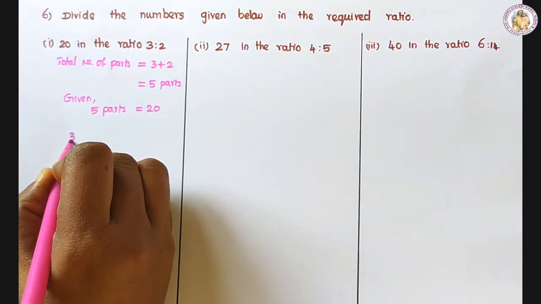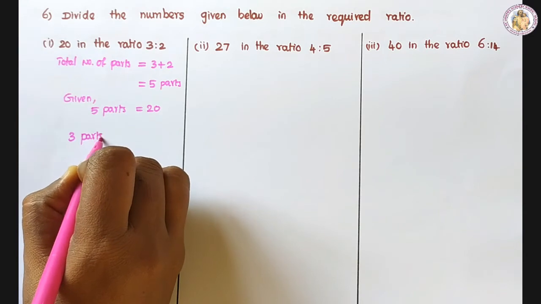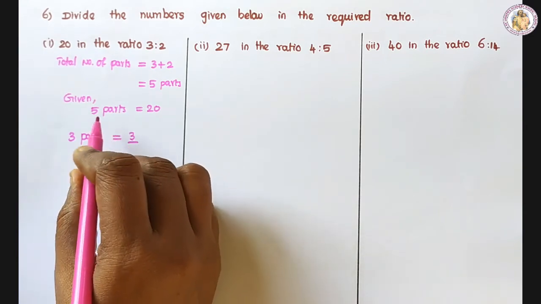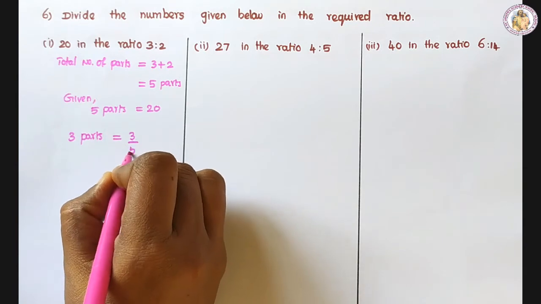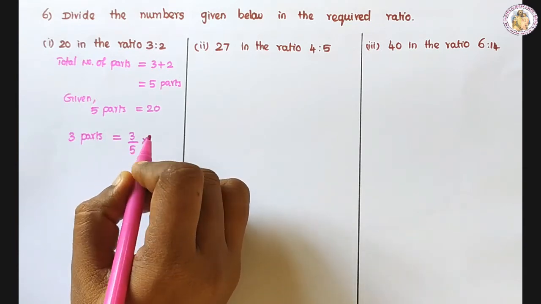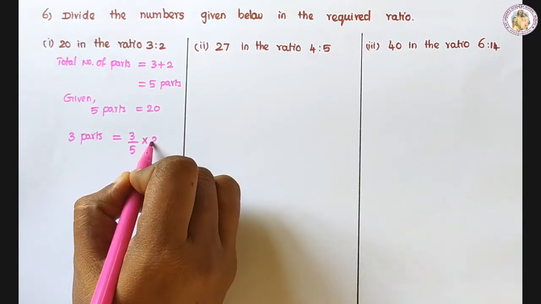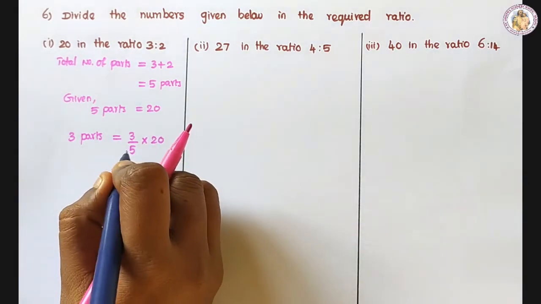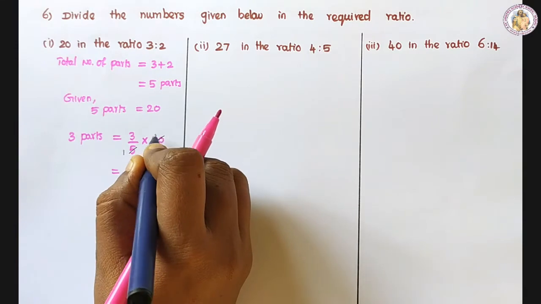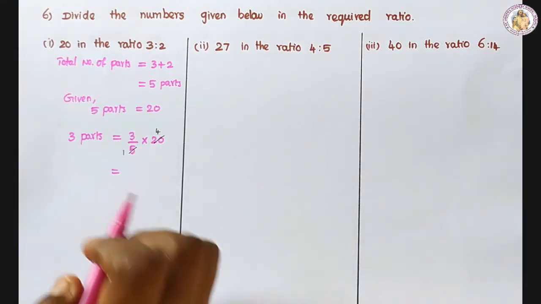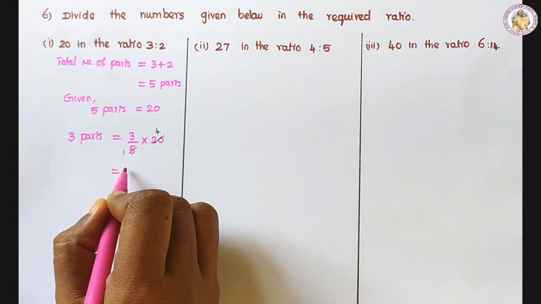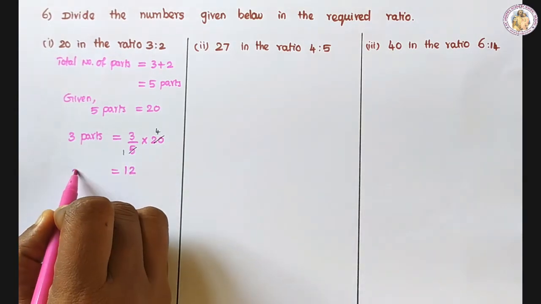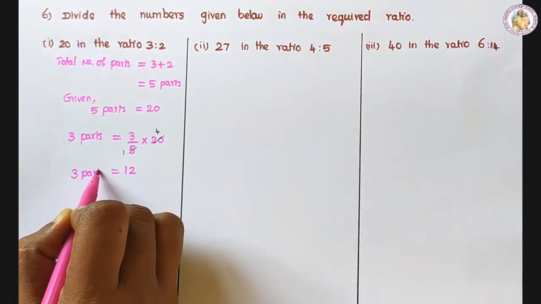So 3 parts equal to 3 by total number of parts is 5 into which one? 20. So that is 5 1 is 5, 4 5s are 20. So 3 4s are 12. So 3 parts equal to 12.